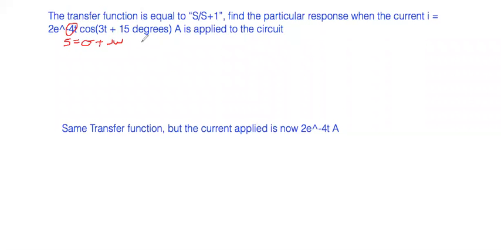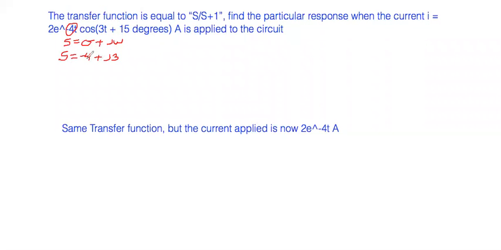So when we actually work this thing out, we get S is equal to negative 4 plus J3, which we see right here. Here's the 3t, that's your frequency.